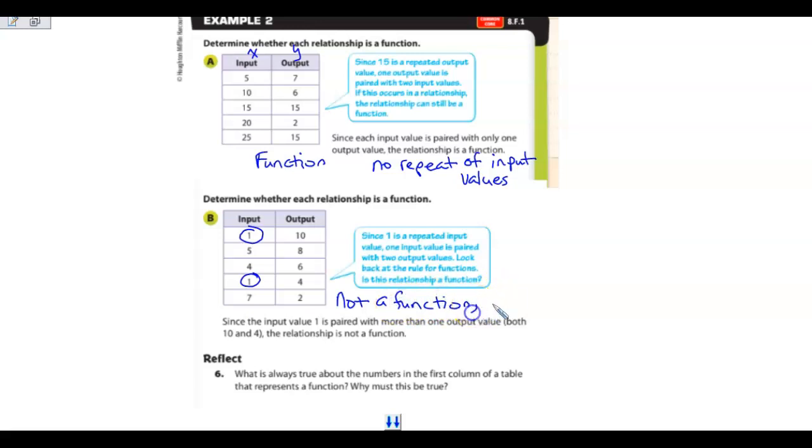And if we were to explain it, I think I'll just keep it the way they have it. It's probably the best. It says it's paired with more than one output value. So that would be like saying that 1 is going to 10 and to 4. And so you can kind of see it that way.